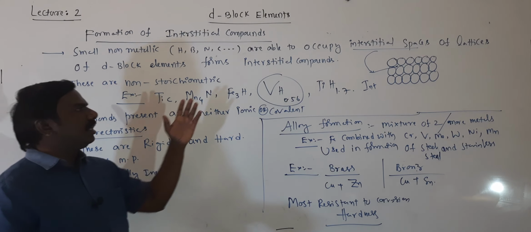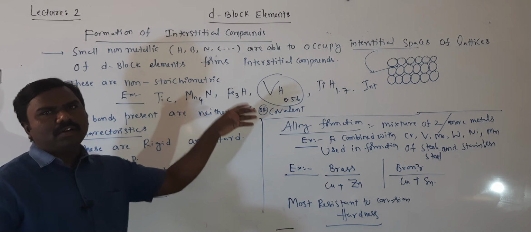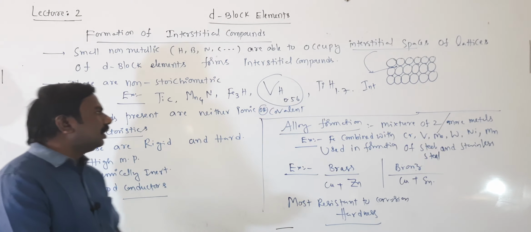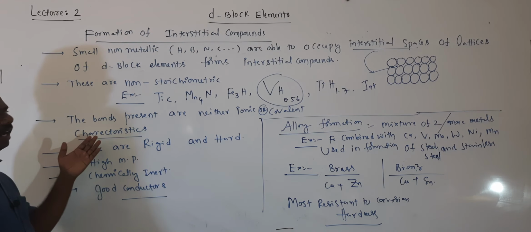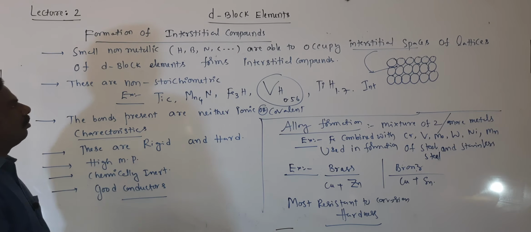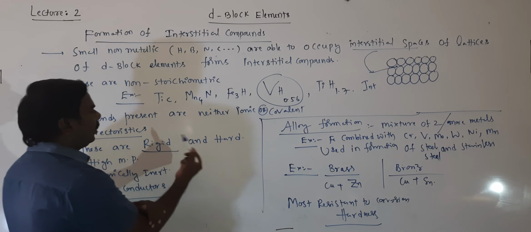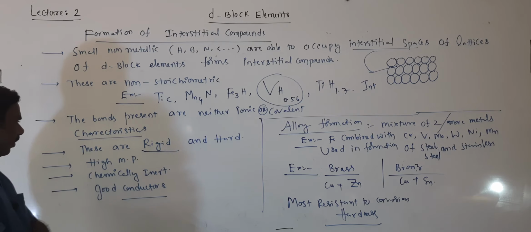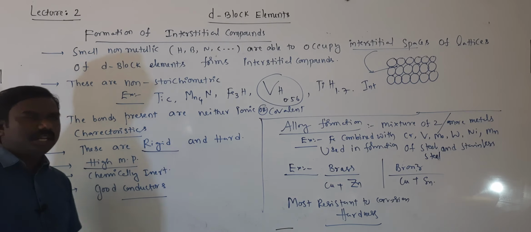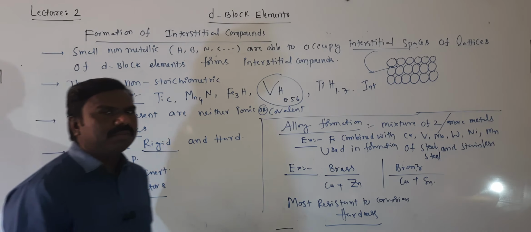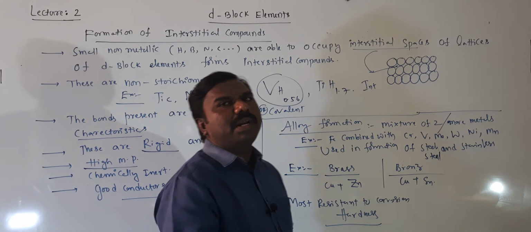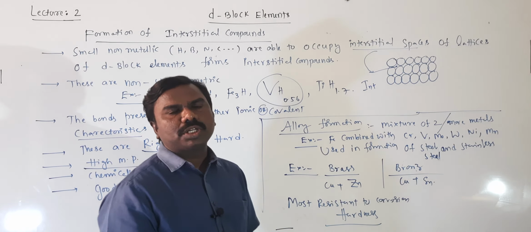The bonds present in interstitial compounds are neither ionic nor covalent, typically a different kind of bond. The characteristics of interstitial compounds are, these are very hard and rigid, with high melting point, chemically inert, and good conductors because of the ions trapped in the interstitial positions.